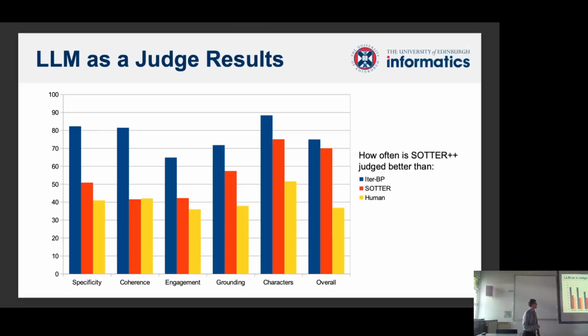And then this is the evaluation of Otter++, which is our model with the grounding, compared to iterative blueprint, which is from the literature, Otter without the grounding, and human-generated stories. This is how often we beat the other model. We easily beat the iterative blueprint from the literature. We also beat our own model without grounding most of the time, in particular when it comes to characters and overall quality.